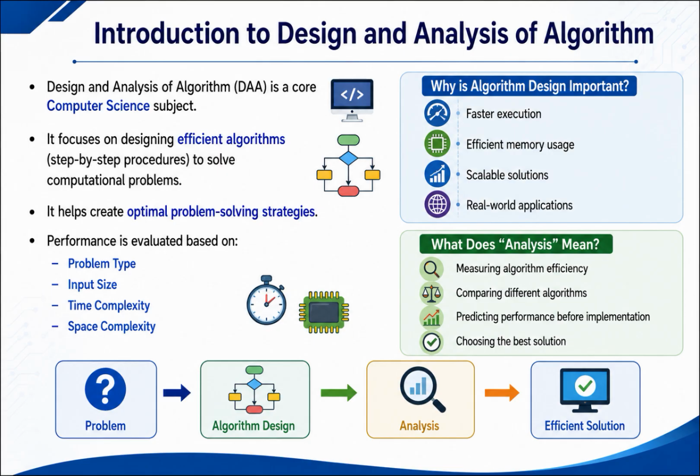Factors that affect algorithm performance. The performance of an algorithm mainly depends on four factors. Problem type. Different problems require different algorithms. For example, searching data and sorting data are two completely different problems. Input size. Input size refers to the amount of data. For example, 10 numbers, 100 numbers, or 1 million numbers. As the input size increases, the algorithm's performance also changes.